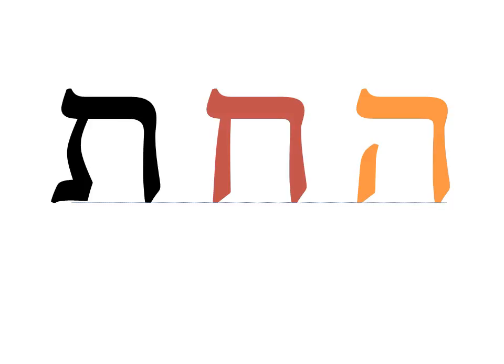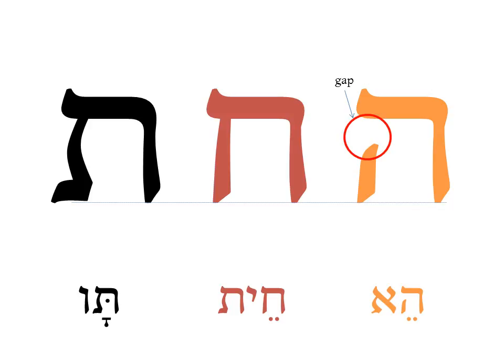Here we have three consonants that look quite a lot alike: He, Chet, and Tav. In He, there is a gap on the left-hand side of the letter. In Chet and Tav, there is no gap. When you're writing these letters, please make a very clear gap for He and a very clear lack of a gap for Chet, especially Chet, and also Tav. Notice also that Tav has a little foot that sticks out to the left.